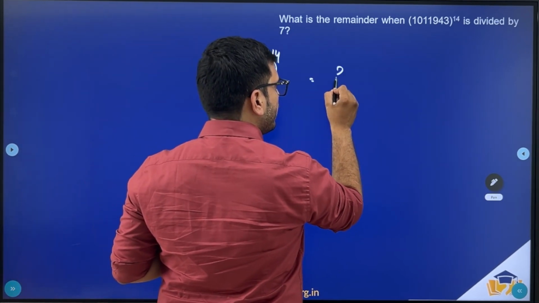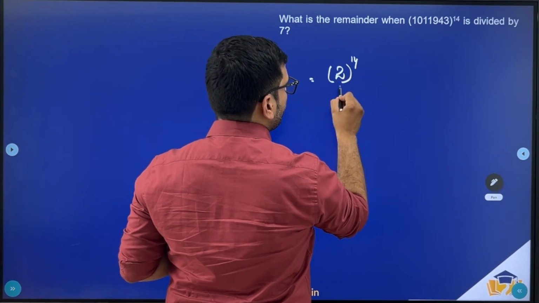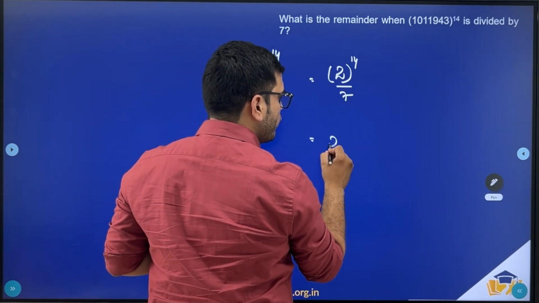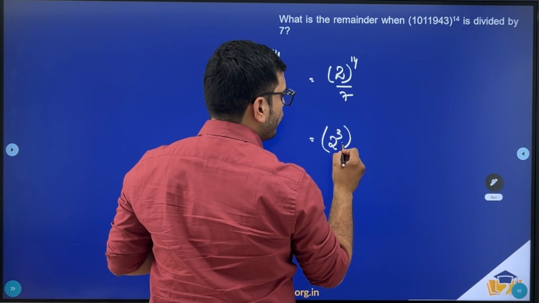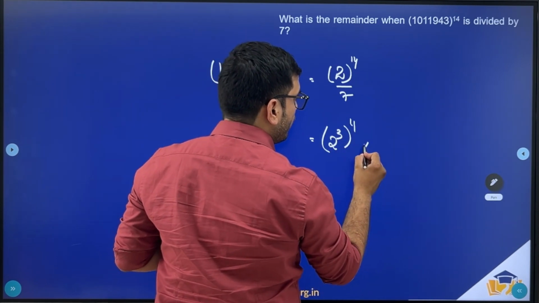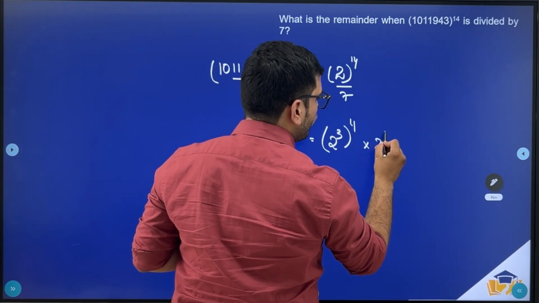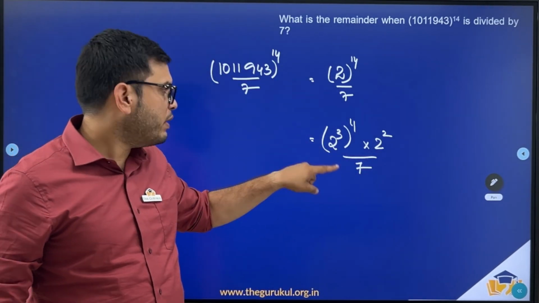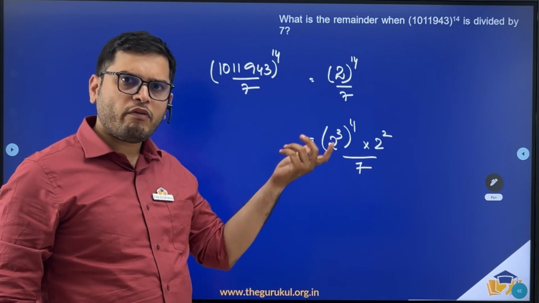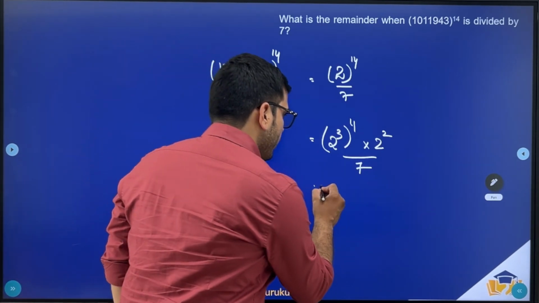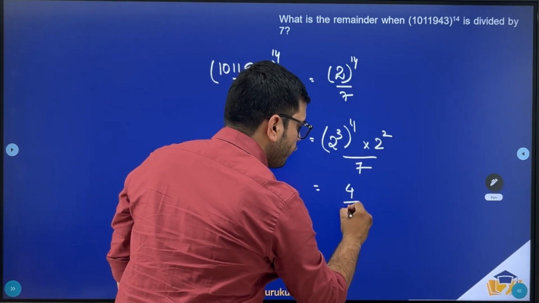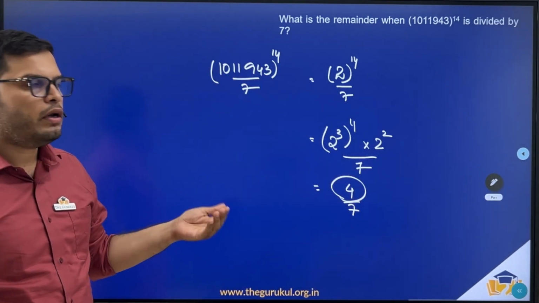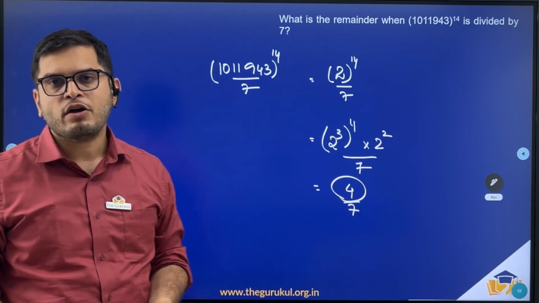Right. So I can write this as 2 power 14 by 7. Now I will write 2 power 14 as 2 cube whole power 4 into 2 square, by 7. Now 2 cube is 8, 8 divided by 7, the remainder is 1. So 1 power 4 is 1, right? Whereas into 2 square, so you are left with 4 by 7. So the remainder when 1011943 power 14 is divided by 7 is 4.